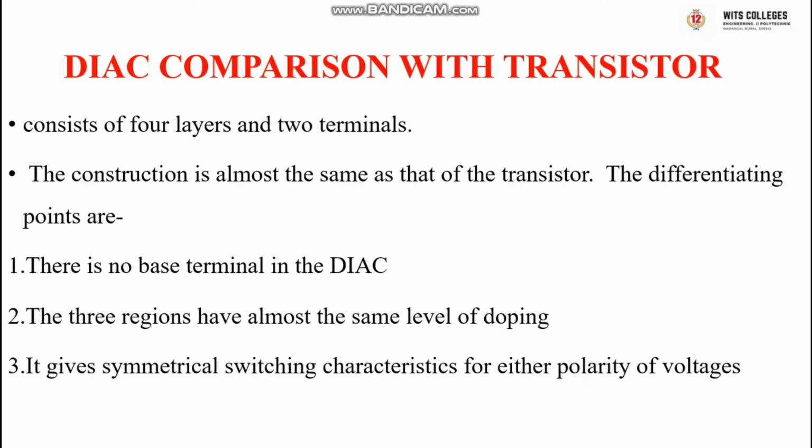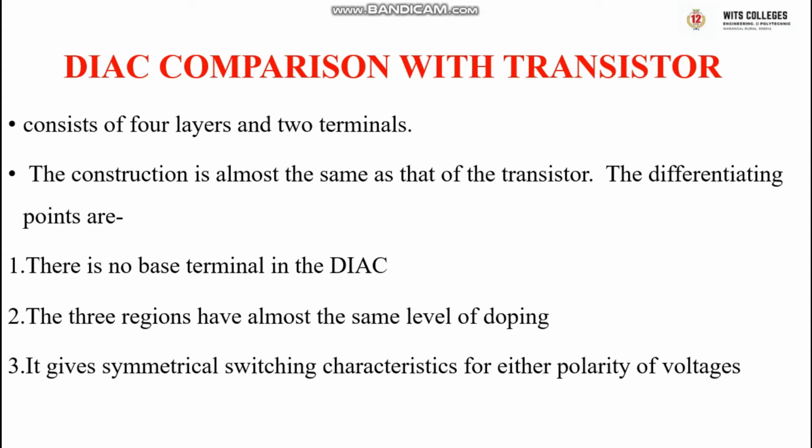So from the construction point of view, diac is almost similar to the transistor. Whereas in transistor we have three terminals, but in diac we have only two terminals. These are the differences, and the construction is almost the same. The differences between the diac and transistor are, in diac we have only two terminals, terminal 1 and terminal 2, which work as anode and cathode. There is no base terminal in the diac.